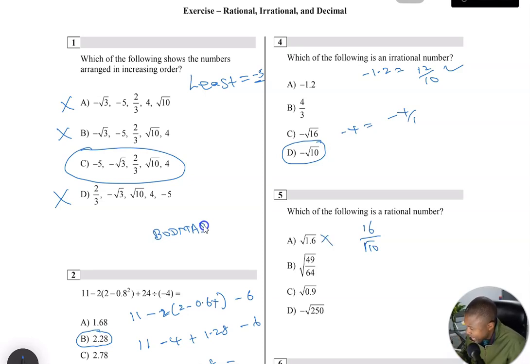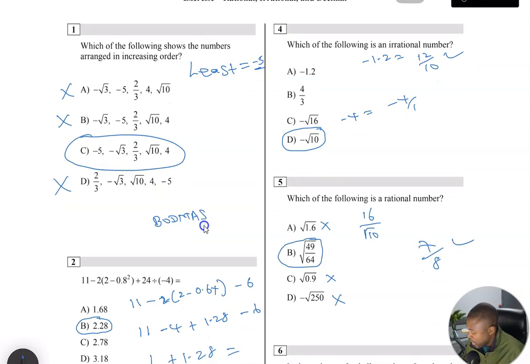B is a potential answer. C is also wrong. It's irrational. D is irrational. All right. So why did I say B is my correct option? Because both of them have perfect square roots. For instance, if I have 49, take the square root, that's going to be 7 divided by 8, right? And that's it. That's a rational number. So the correct answer is this.